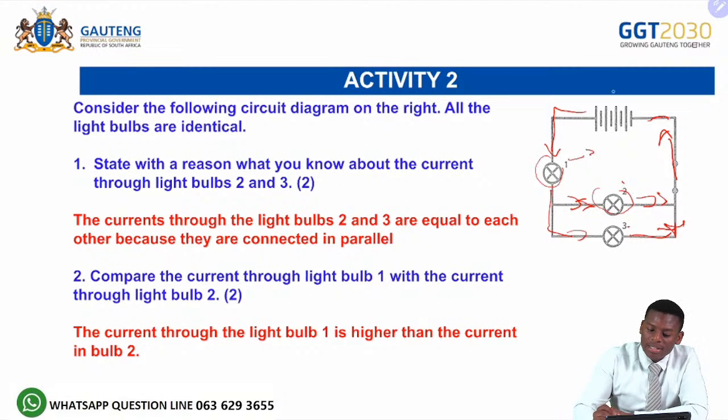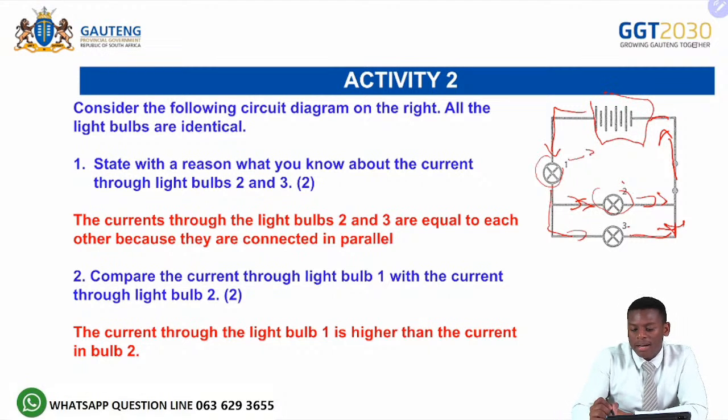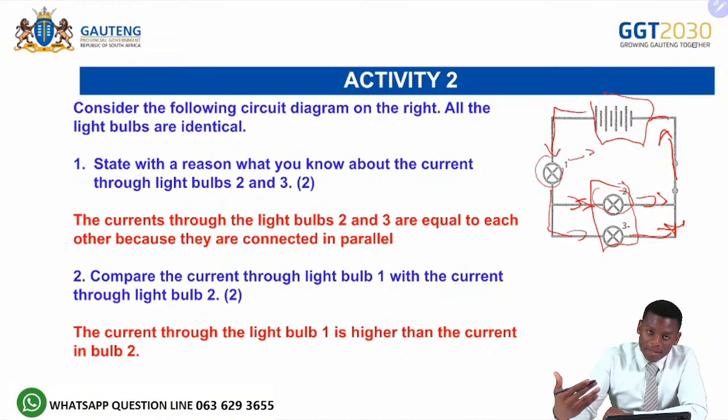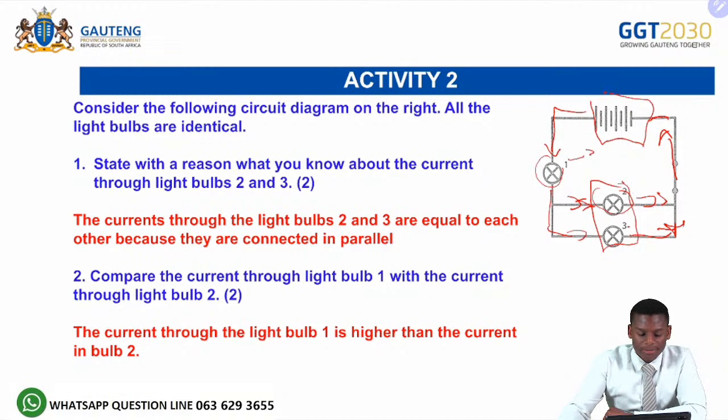Why? Because this is our cell and current flows through bulb 1 first and it becomes greater than if it goes to the parallel bulbs. Because why? Resistance. Our bulbs act as resistors. I'll give you 2 minutes to note down these solutions, then we'll answer more questions on the next slide. 2 minutes just to note down these questions, and then we'll go to the next slide.